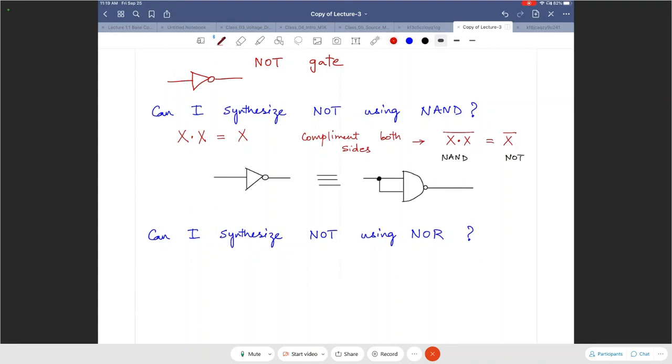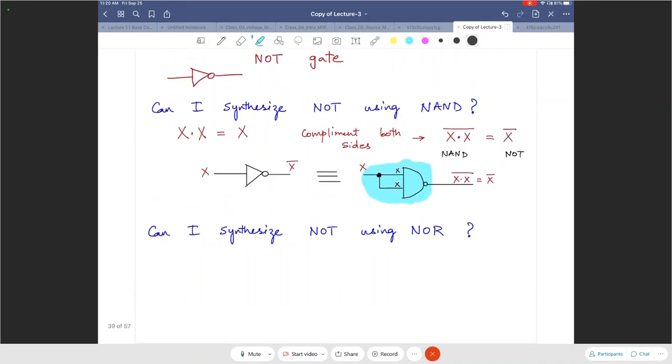So you've got X here, you've got X complement here. You've got X here, that means you've got X NAND X, which is X complement. So wherever I need a NOT gate, I can simply put this guy, a NAND gate with both inputs tied together. That's my NOT.